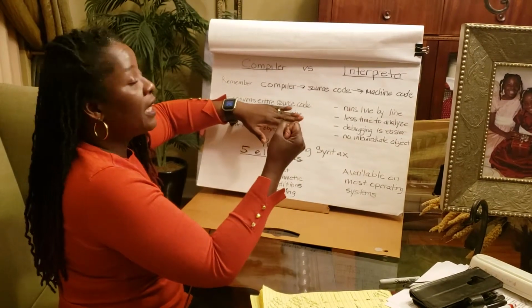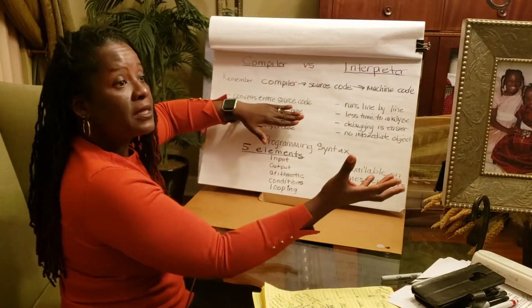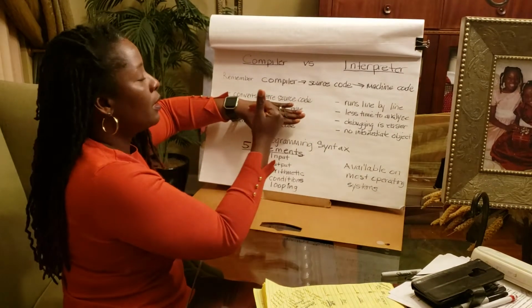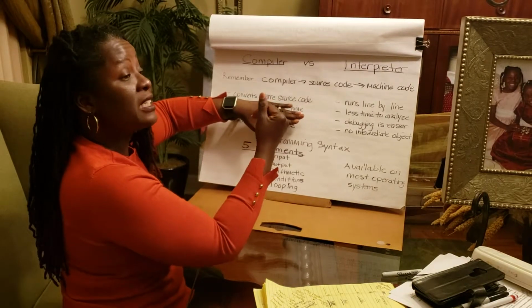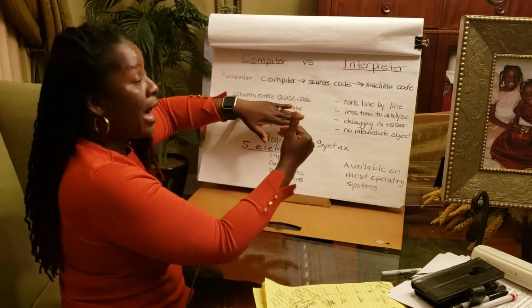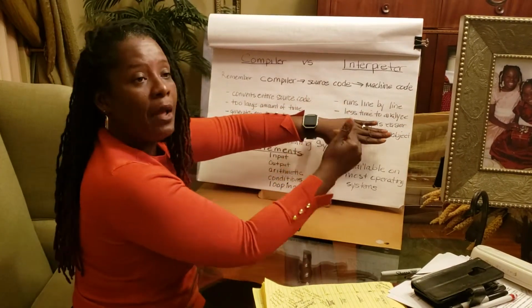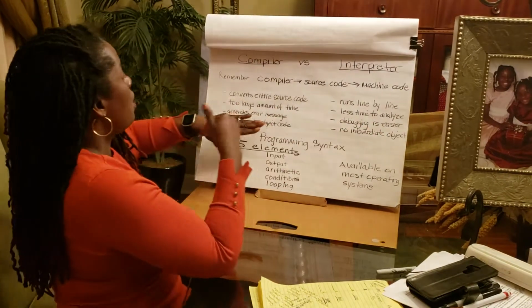And basically, if everything is not correct, you'll just get an error message, okay? So debugging for a compiler is very hard, and you have to actually go back to debug it using modules. Whereas an interpreter, you can run it line by line. It executes line by line, okay?